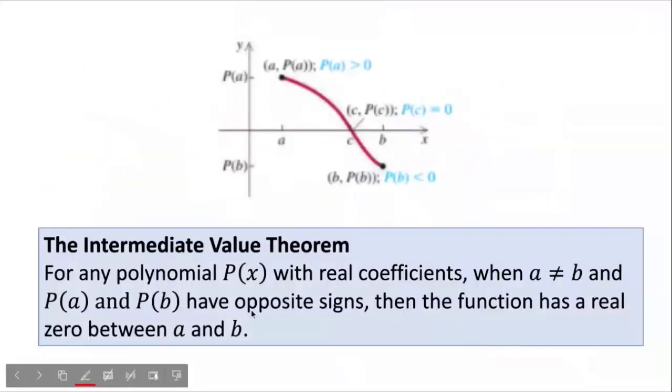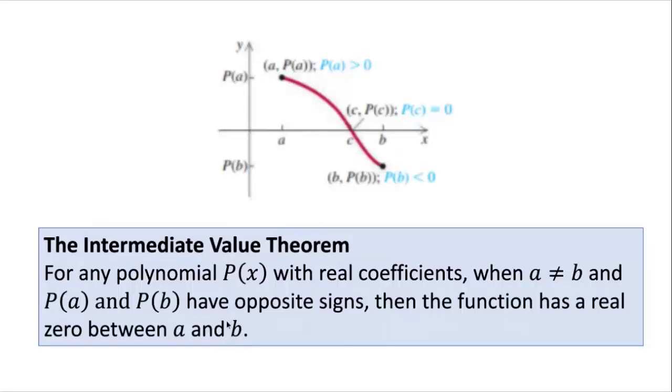Okay, now the intermediate value theorem means that for any polynomial with real coefficients, when a and b aren't the same, if the polynomial's functional value at a and the polynomial's functional value at b have opposite signs, then the function has a real zero between those two numbers. So what is this in everyday speak?